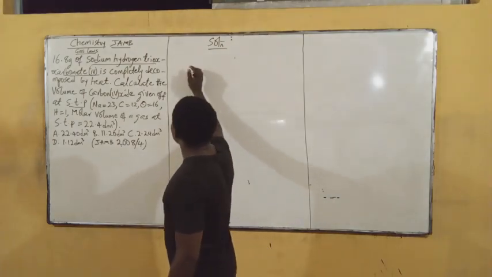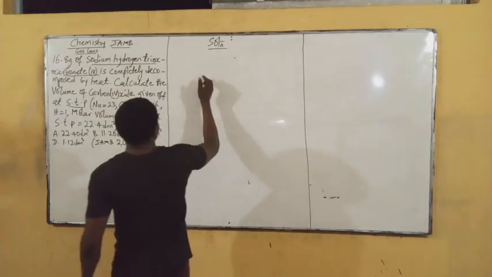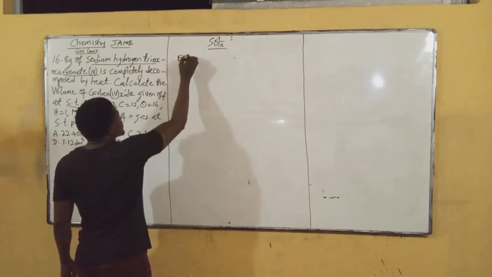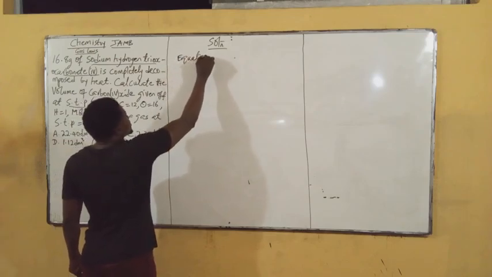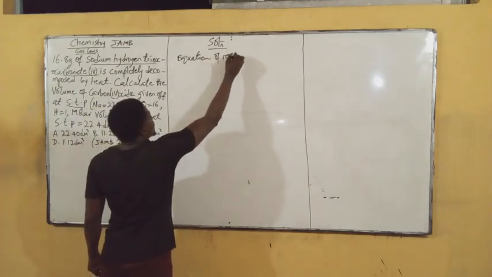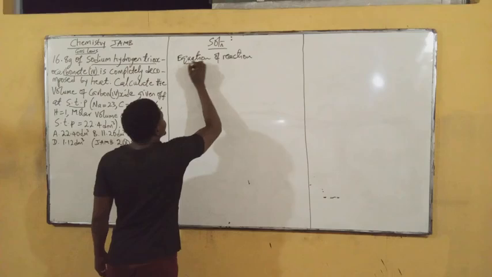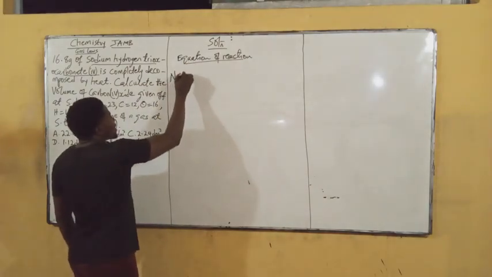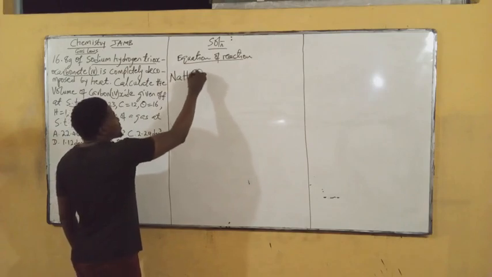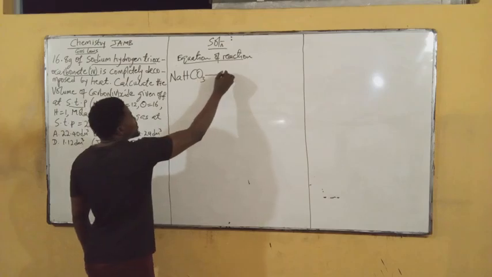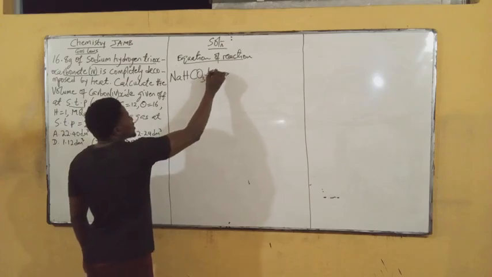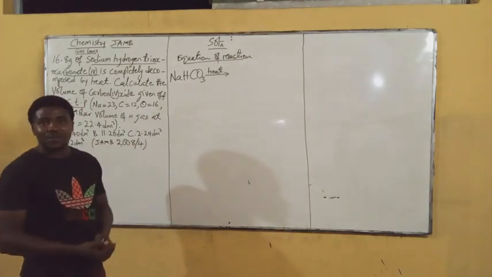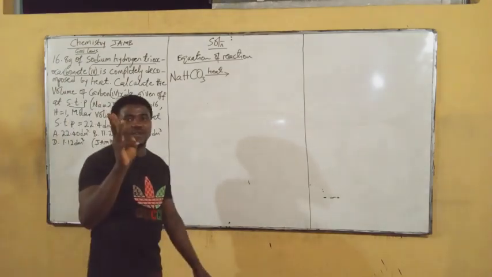Now, look at this. The compound here is sodium hydrogen trioxocarbonate(IV), that is NaHCO3. What would be the equation of reaction? The compound is decomposed by heat. On heating, it will decompose. When it's being heated, what does it decompose into? It decomposes into 3 different compounds.